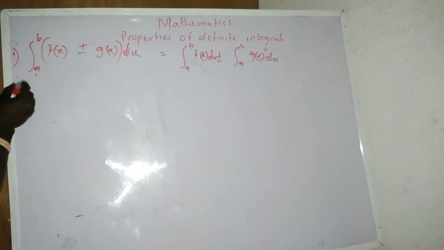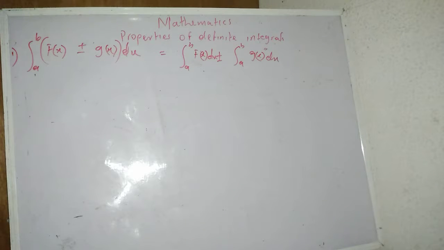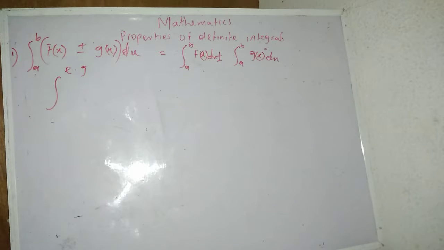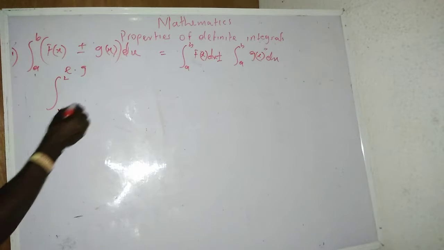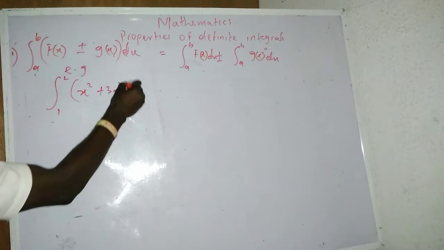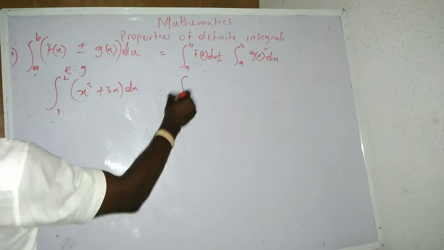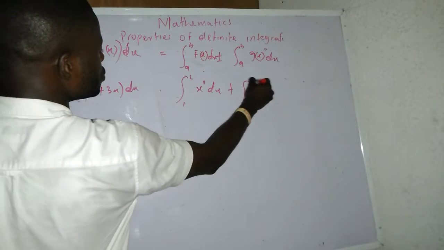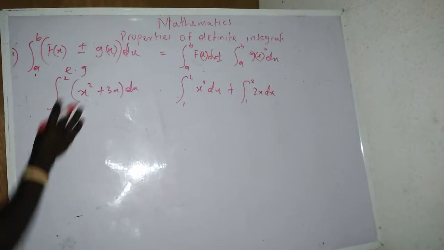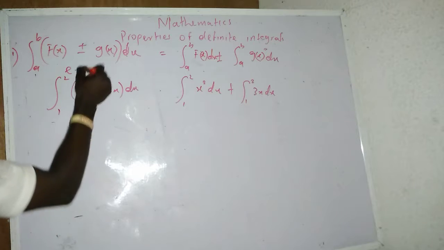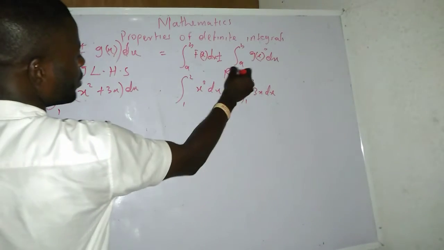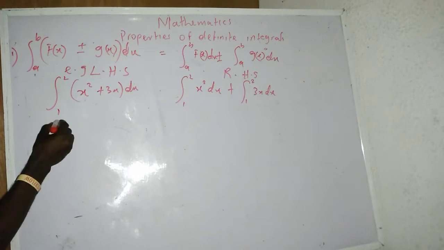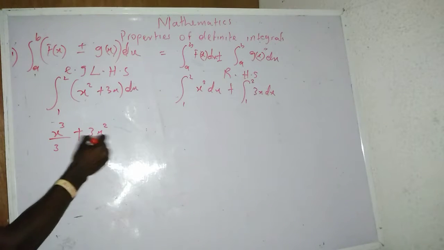That is my example. If I have a problem like this, for example, the integral from 1 to 2 of x squared plus 3x, all dx, I can also interpret it this way: the integral from 1 to 2 of x squared dx plus the integral from 1 to 2 of 3x dx. For instance, if I want to do the LHS and the RHS, for the LHS I will have x raised to power 3 all over 3 plus 3x squared all over 3.